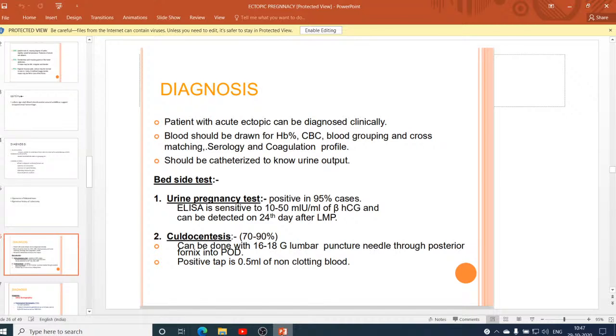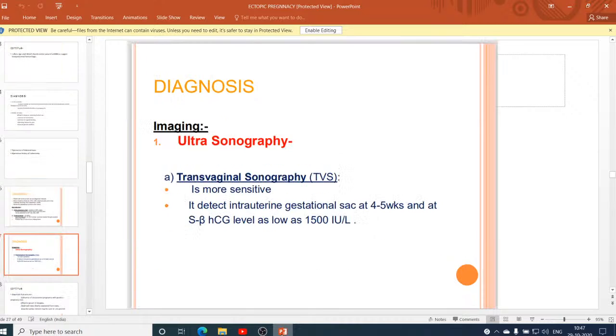Blood should be drawn for hemoglobin, CBC, blood grouping and cross-matching, serology and coagulation profile. Patient should be catheterized to know urine output. Bedside test: urine pregnancy test, positive in 95% of the cases. ELISA is sensitive to 10 to 15 milliIU per ml of beta HCG and can be detected on the 24th day after LMP. Remember that it is detected on the 24th day after LMP. Culdocentesis, 70 to 90%, can be done with a 16 to 18 G lumbar puncture needle through the posterior fornix into the pouch of Douglas. Positive tap is 0.5 ml of non-clotting blood.